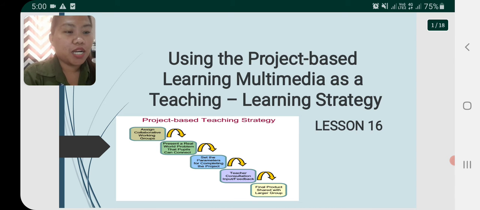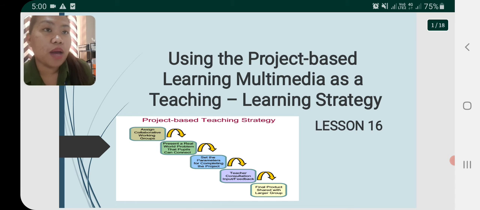Our lesson for tonight is using project-based learning multimedia as a teaching-learning strategy. Makikita po natin sa screen kung ano po yung nandito sa chart. Number 1 po is assign collaborative working groups. Sunod po, present a real-world problem that pupils can connect. Sunod, set the parameters for completing the project. Teacher consultations, input, or feedback. And lastly, final product shared with larger group.